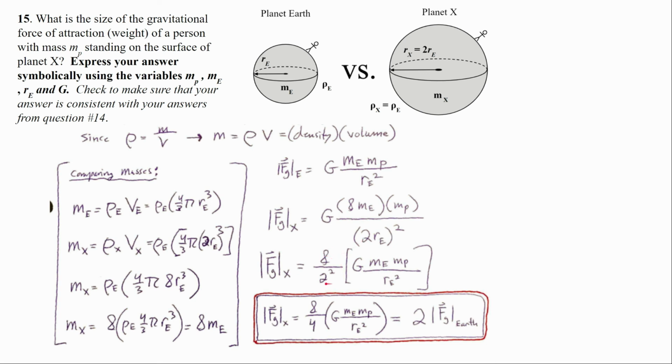So we've got 8 divided by the square of 2 times big G times the mass of the Earth times the mass of the person divided by the radius of the Earth squared. And this right here is just the gravitational attraction on the Earth. So looking at these coefficients will tell us how much bigger or smaller the gravitational attraction on planet X will be compared to Earth. So it's 8 divided by 4, or just 2. It's 2 times this expression, which is the gravitational attraction on the Earth. And so looking at this symbolically, even without knowing specific values, we can say that the gravitational attraction the person experiences on planet X is 2 times bigger than what they would feel on the Earth.